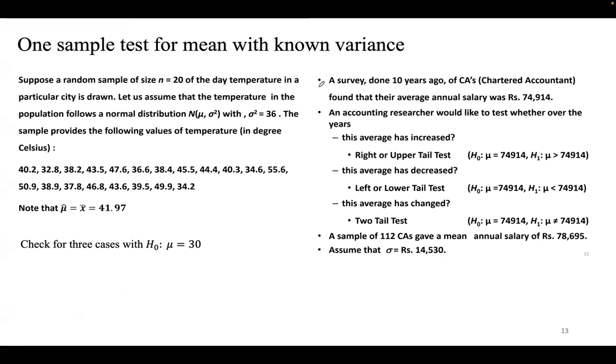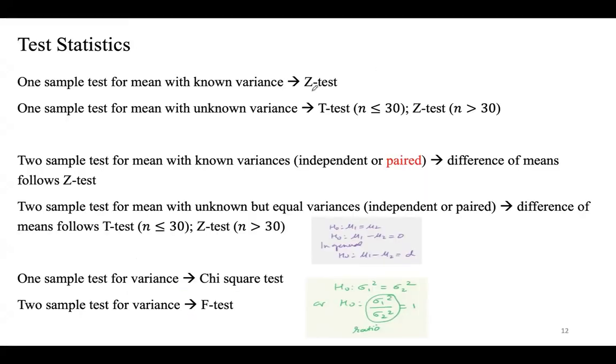The derivations of what was done are explained in depth in the lectures. So maybe I'll just quickly go through it and then we'll jump on to solving these questions. When you're doing a one sample test for mean and you know the variance, then you're simply going to do the z-test.